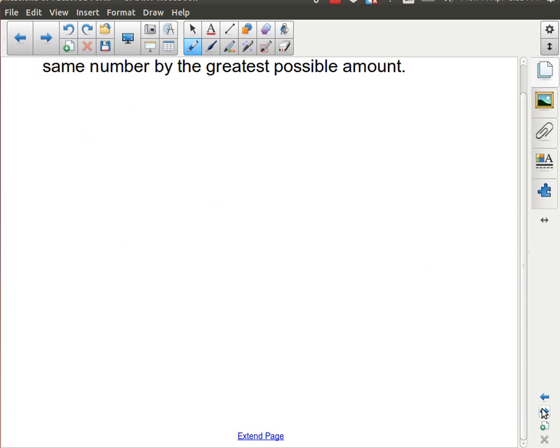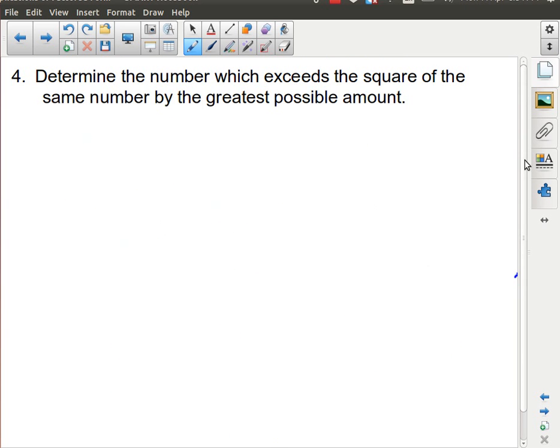Let's see if there's a fourth example here. So this fourth example: determine the number which exceeds the square of the same number by the greatest possible amount. Now this one is just tough to read, even though it's only one sentence. So we are trying to determine a number. So I'm going to let x be the number. And we want a number which exceeds the square of the same number by the greatest possible amount. So we've got a number which is bigger than its own square.